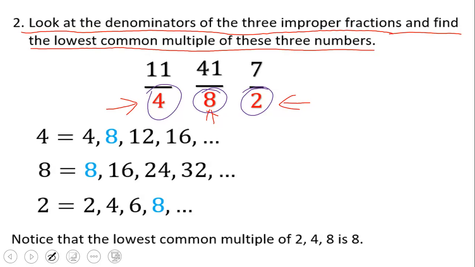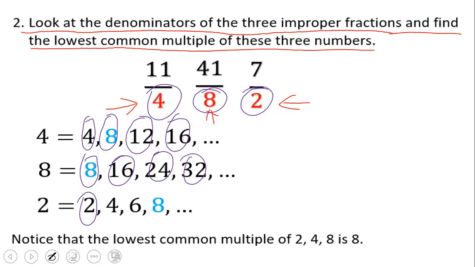So first we start by listing some multiples of 4. 4 times 1 is 4, 4 times 2 is 8, 4 times 3 is 12, 4 times 4 is 16, and so on. And then we go on and we list some multiples of 8. 8 times 1 is 8, 8 times 2 is 16, 8 times 3 is 24, and 8 times 4 is 32. And then we go on to 2 and we list some multiples of 2.